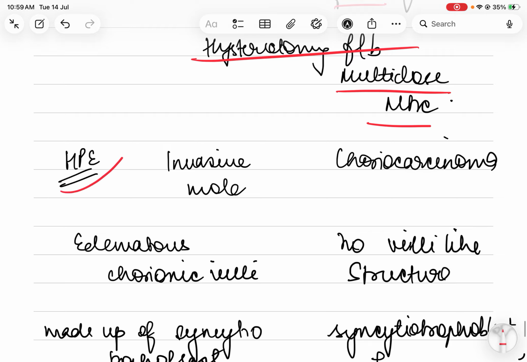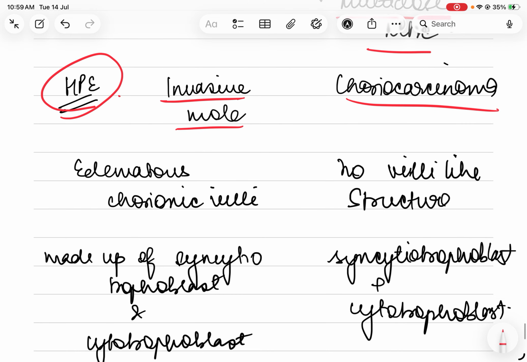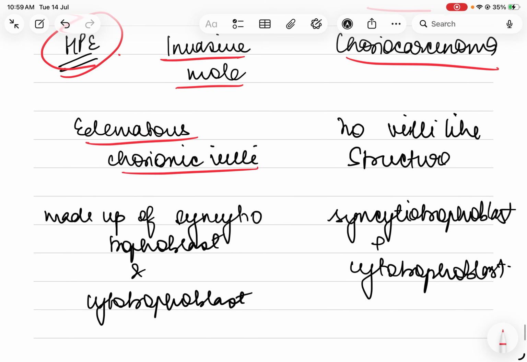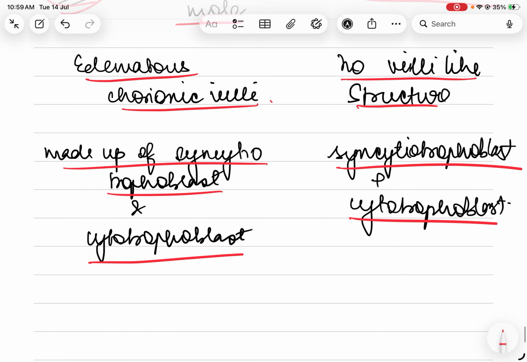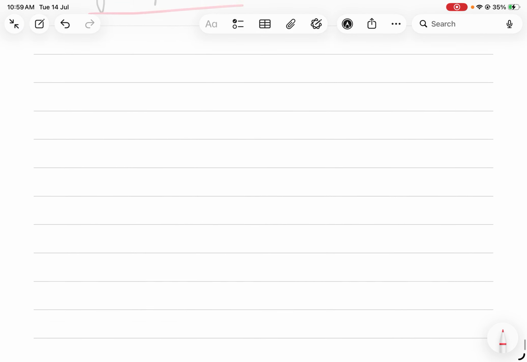Now the histopathological examination: invasive mole is there, choriocarcinoma is there. In invasive mole there are edematous chorionic villi. Okay, in choriocarcinoma there is no villi-like structure. It is made up of syncytiotrophoblast and cytotrophoblast both. Okay, so this was all about the GTD.